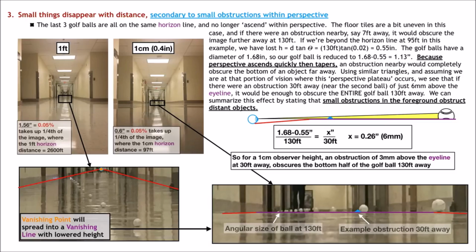I also want you to note again how when we had a 1 foot observer height, the red orthogonal lines where the corners met extended off into a distance roughly 2,600 feet away. But as we lowered our eye height, that vanishing point essentially became a vanishing line and merged into that purple line we see that is much nearer to us.